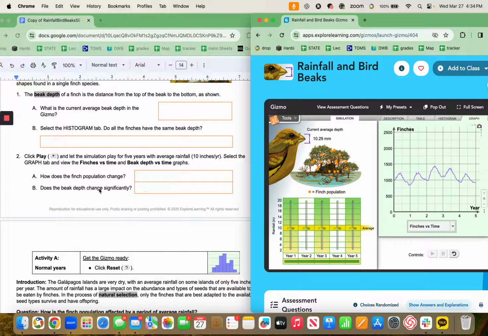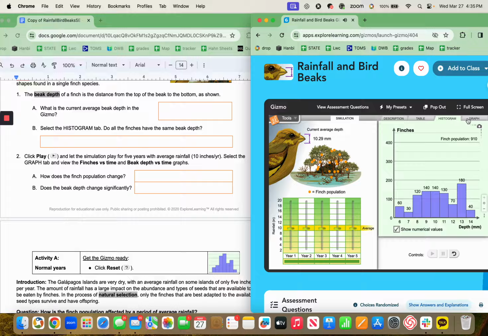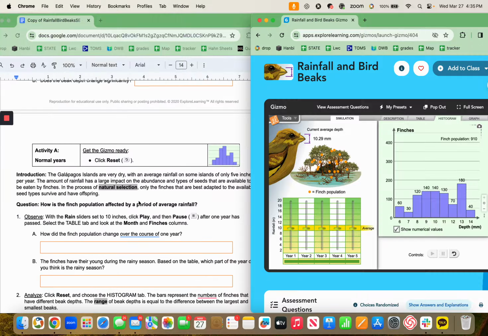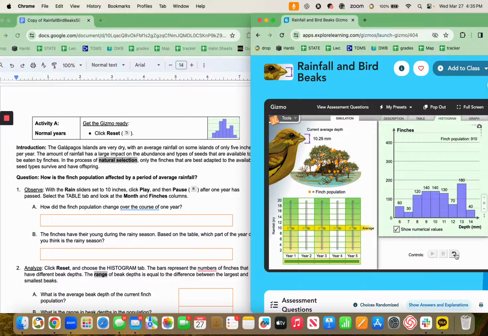So does the beak depth change significantly? So let's look. I don't think so, because it was around 10 point something before, so it looks like they're kind of similar. The average is about the same. It does kind of flatten out a little bit. There's not that big one in the 11 category, but it kind of spreads out a little bit. I don't see much of a change. Okay, let's go ahead and click reset. Oh, yeah, actually it did change. It kind of flattened out.